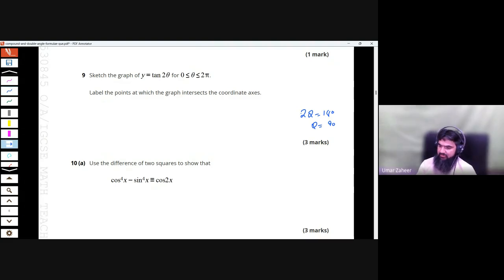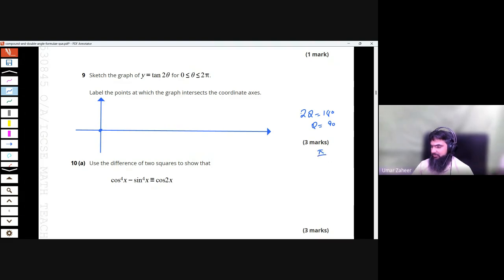So let me draw the graph. So at 0 it is 0. So normally we have the asymptote line at 90, right? Yes. So 90 means pi over 2. So we have to again divide by 2. It will become pi over 4. So we'll get the next one is pi over 4. The half is pi over 2.